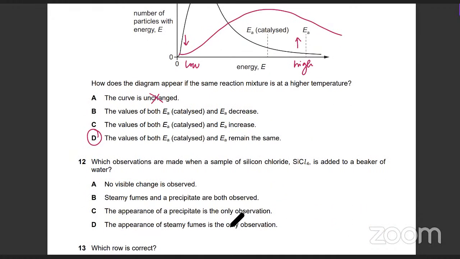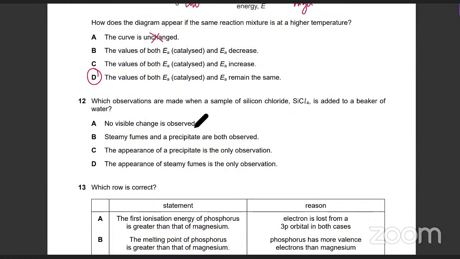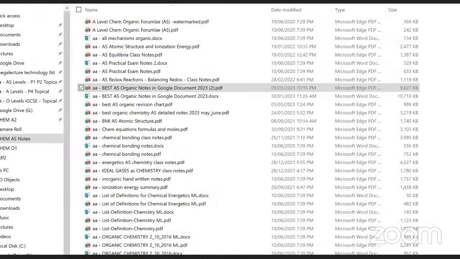Now the next part: which observations are made when a sample of silicon chloride is added to a beaker of water? So what will happen? This is inorganic chemistry. Quickly tell me, what does SiCl4 do with water? It's the reaction of chlorides with water.